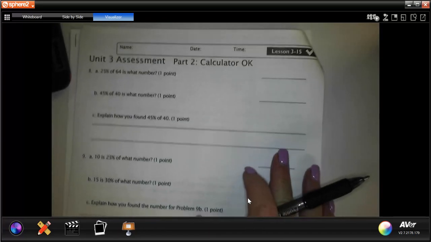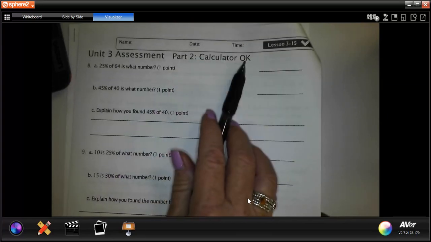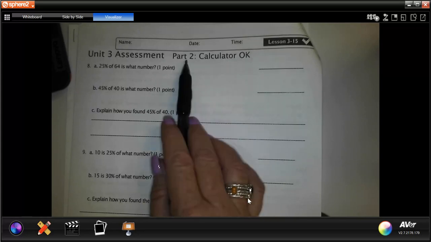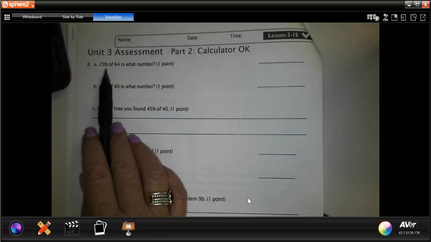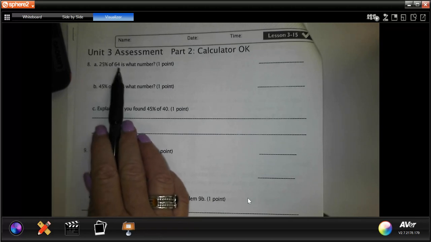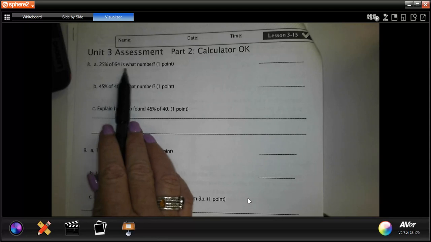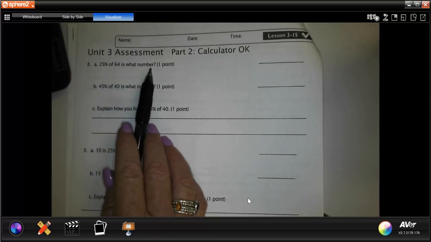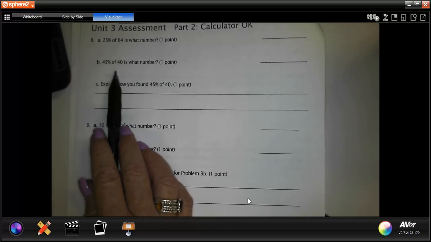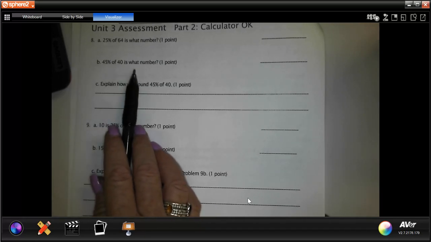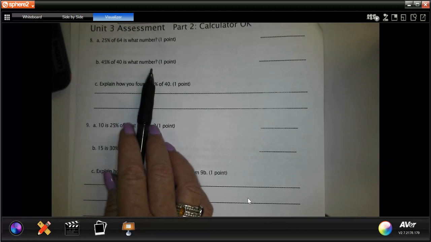Question 8. These are percent problems, and your calculator is 100% okay from this point on. Question A says 25% of 64 is what number? Go ahead, pause your video and solve. Question B, 45% of 40 is what number? Pause your video and solve.